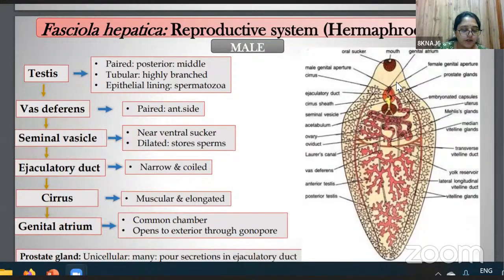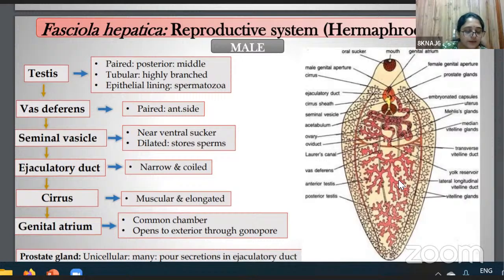Now, there are two important glands associated with the female reproductive system. One is the vitelline glands or vitellaria, and the second is the Mehlis glands. So the vitelline glands you can see in the textbook, you can see in the PowerPoint itself. The vitelline glands are small, minute, spherical bodies that are scattered around. What happens is they form the two longitudinal vitelline ducts. And they are connected with a transverse vitelline duct again. So this enlarges in the center to form the yolk reservoir.